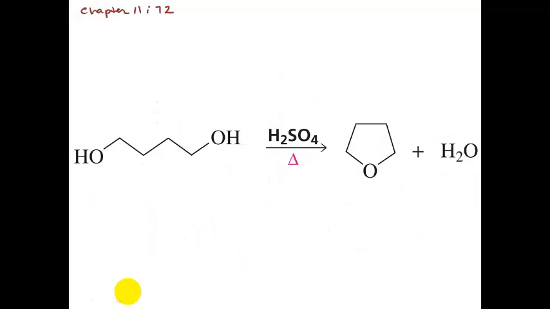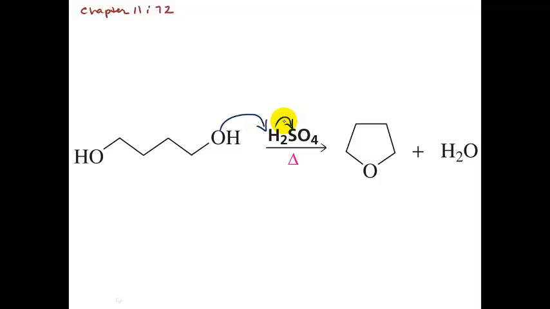The next question is a little more straightforward. The question simply asks us, propose a mechanism for this reaction here. And because we see that we end up with a ring, we can think this must be an intramolecular reaction. And so, in the presence of acid, I hope that we can start recognizing that the acid is going to protonate one of the alcohols. And so we show the mechanism this way.